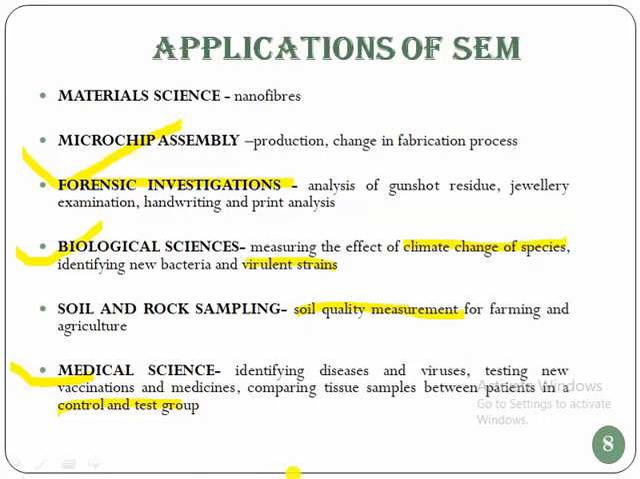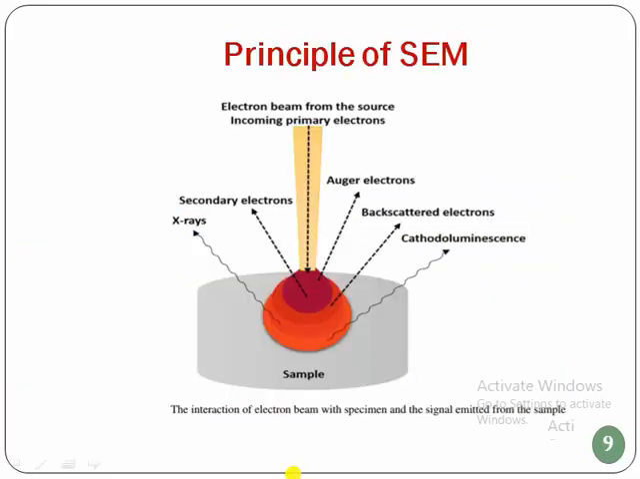So all we need comes in one application, one instrument, that is the scanning electron microscope. Now we will see the principle of the scanning electron microscope. You can see the diagram explains the interaction of the electron beam with the specimen and the signals emitted from the sample. So how does it work?